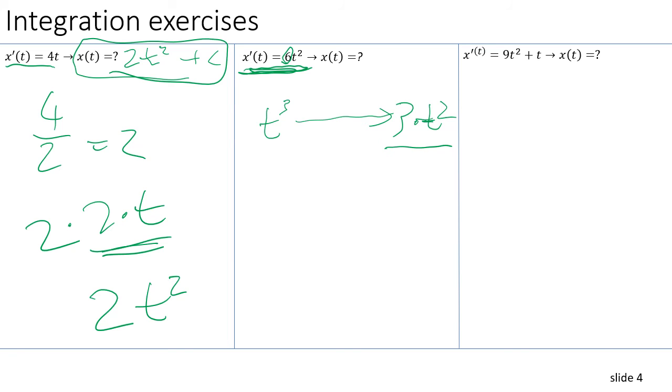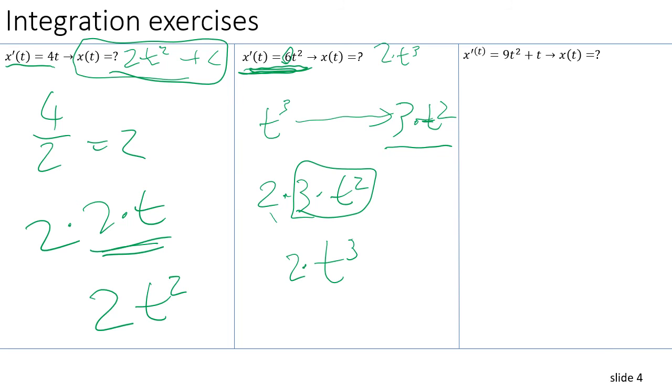We can divide that 6 into 2 and 3. So now we have a 2 times 3 times t squared. When we do the integral, we know that 3 times t squared, the integral of that is t to the third power. And then we have this remaining 2. So basically, our final answer is 2 times t to the third power plus c. And woohoo! Last final question of the day.